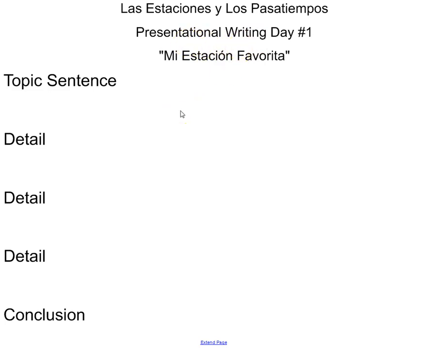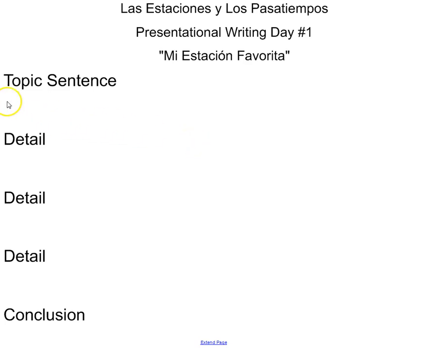So, formal writing, and this is día número 1 of Mi Estación Favorita. I'm going to show you basically the structure of being able to go ahead and write a 5-sentence paragraph. And instead of being intimidated by it, I want you to embrace this and be like, oh, cool, I can do this without having to go, for example, to Google Translate or something like that to just try to do it for you.